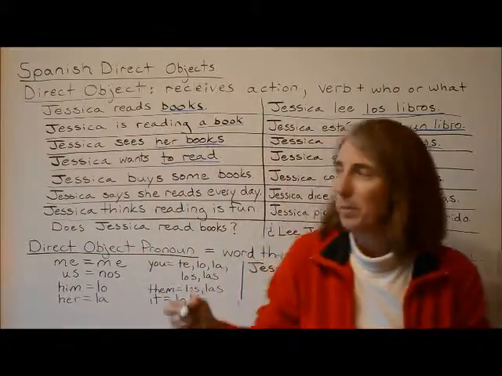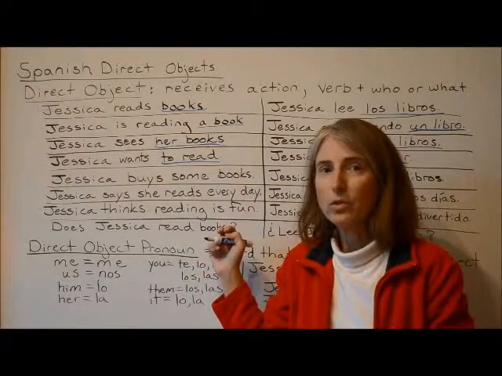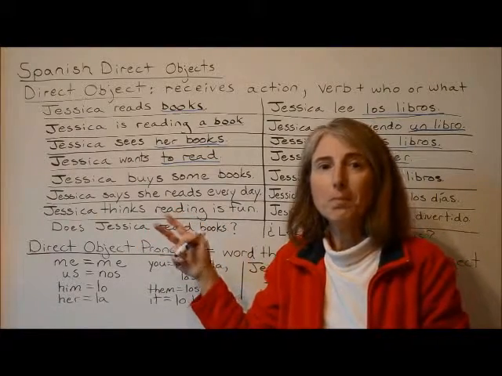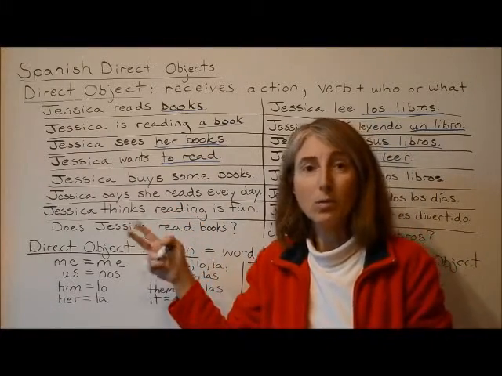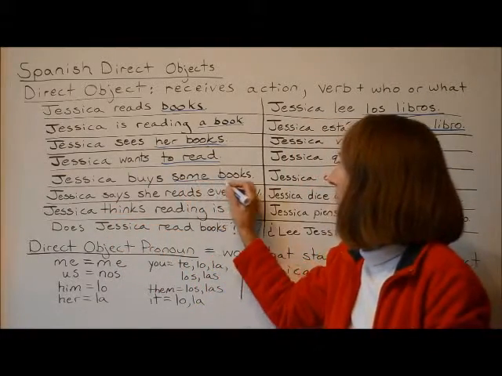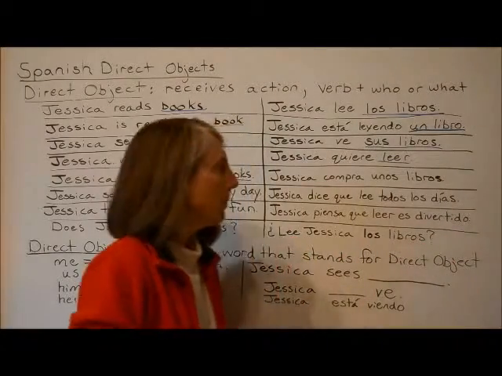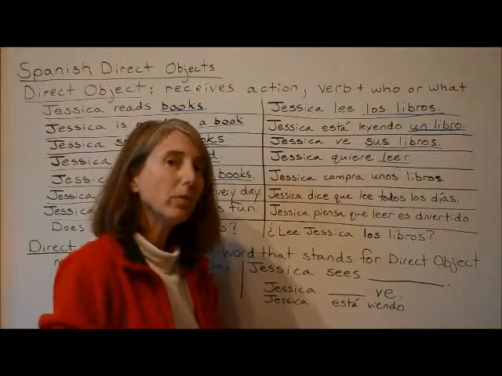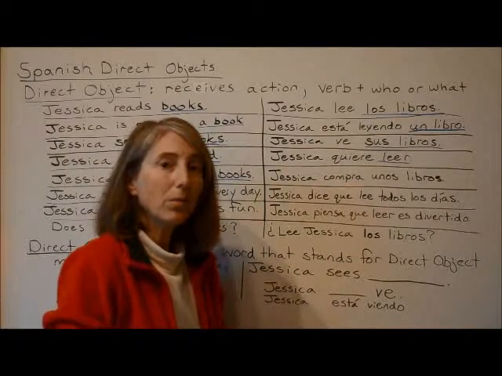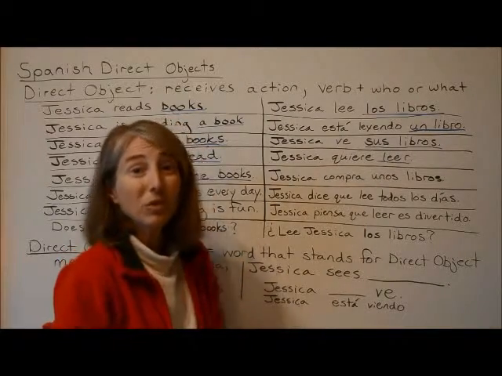Let's look at another example. Jessica buys some books. So we have to find the verb, buys, and then buys what? Some books. So that's our direct object. Jessica compra unos libros. So we find the verb compra. Compra qué? What does she buy? Unos libros. Unos libros is our direct object.